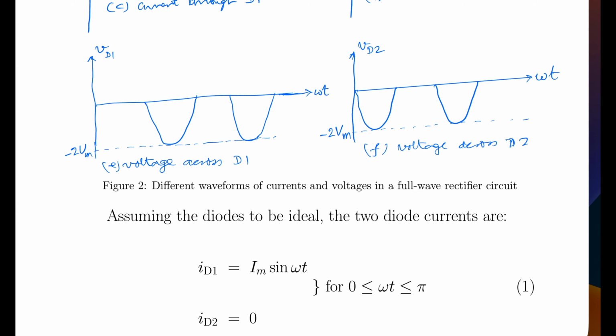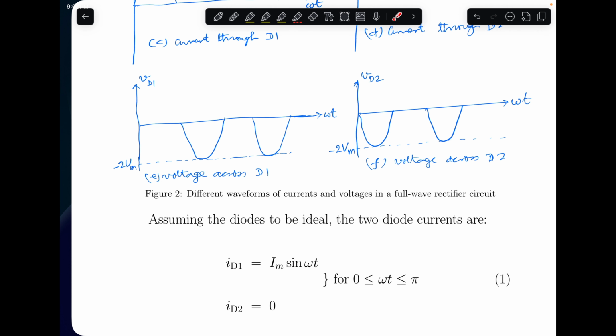So in the first half cycle, diode D1 conducts and D2 is non-conducting. So this is the waveform of the potential across diode D2, and this is the waveform of the potential across diode D1 when diode D2 is conducting.